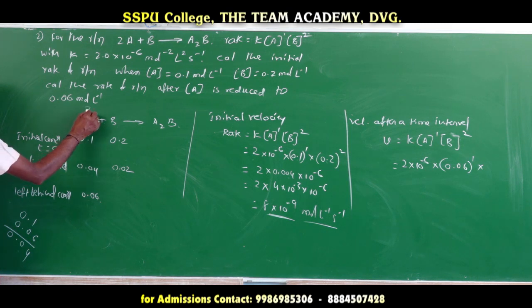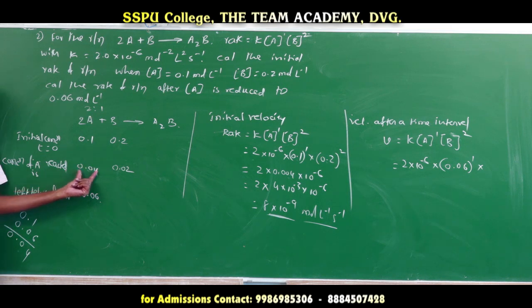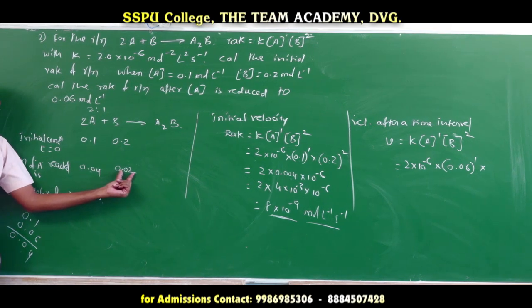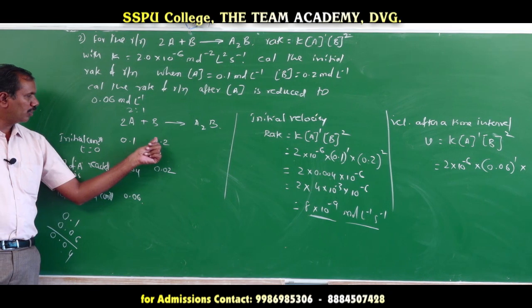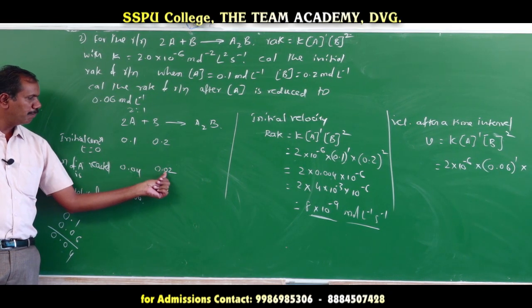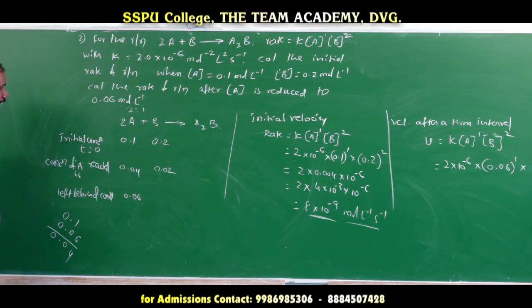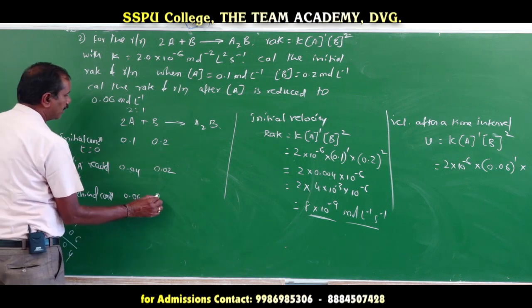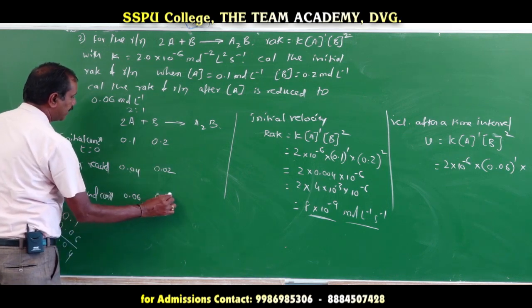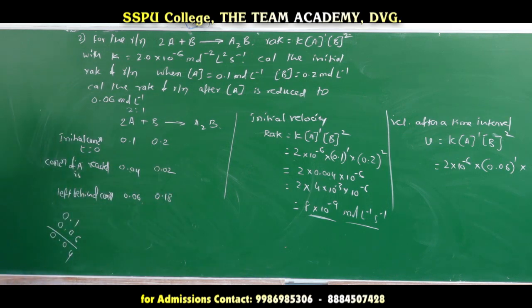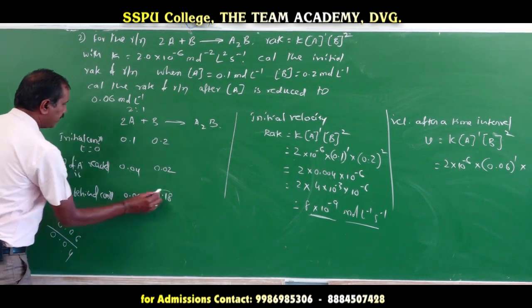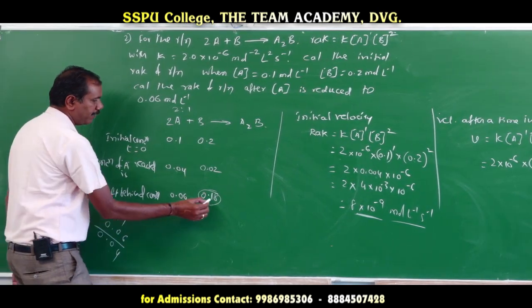Why? The reacting condition should be in the ratio of 2:1. If 0.04 mole of A reacted, 0.02 mole of B can react. So the initial concentration is 0.2, 0.02 reacted. Then what is the concentration left behind? It should be 0.18. So what is the concentration of B after a time interval? That is 0.18.